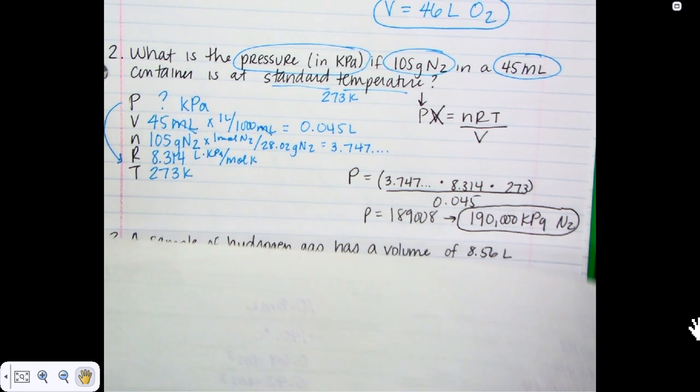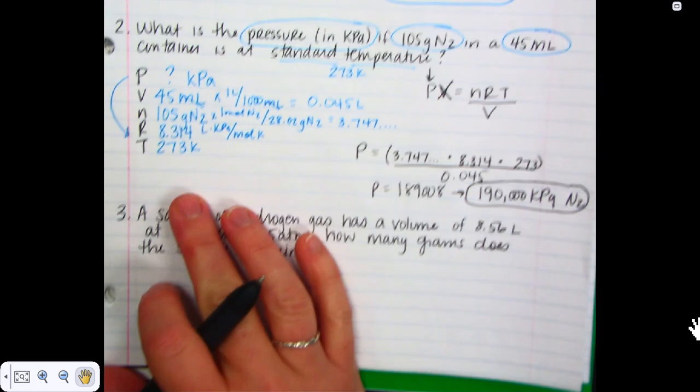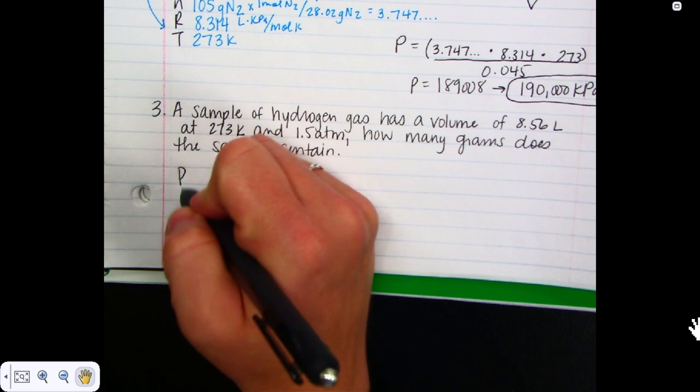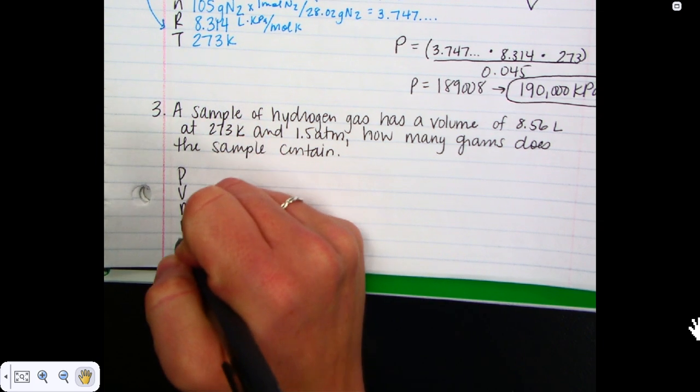Okay. All right, so we got 2 more. A sample of hydrogen gas has a volume of 8.56 liters at 273 Kelvin and 1.5 atmospheres. How many grams does the sample contain? All right, so let's make our list. P, V, n, R, and T.